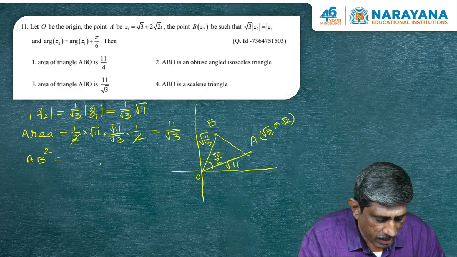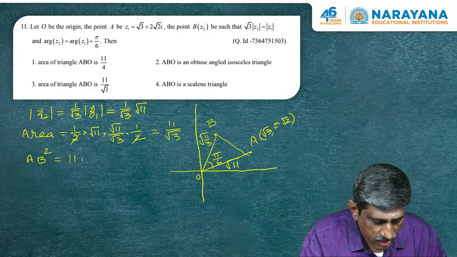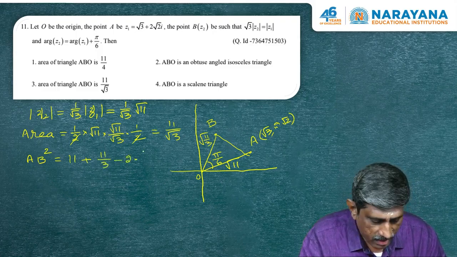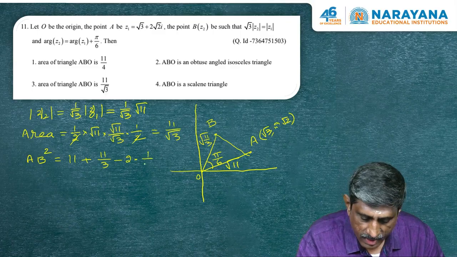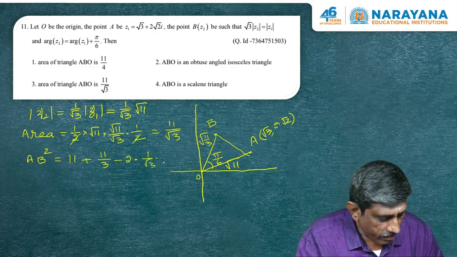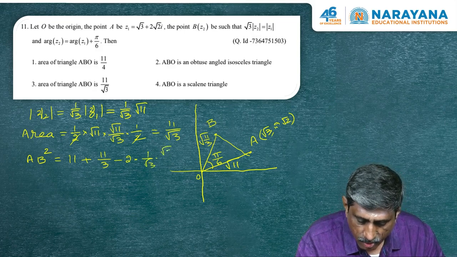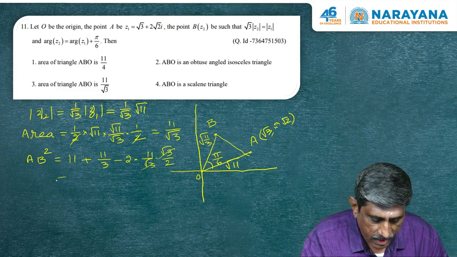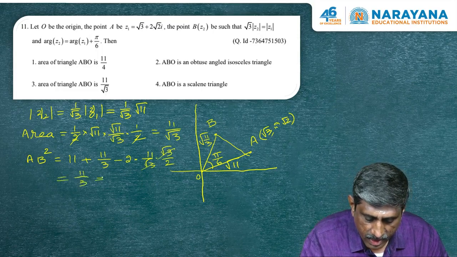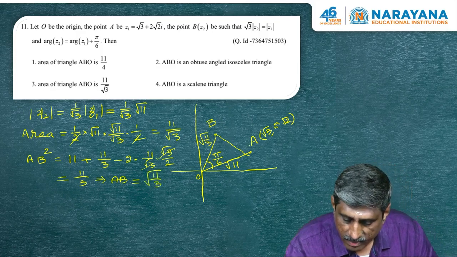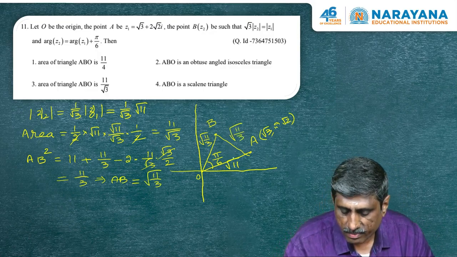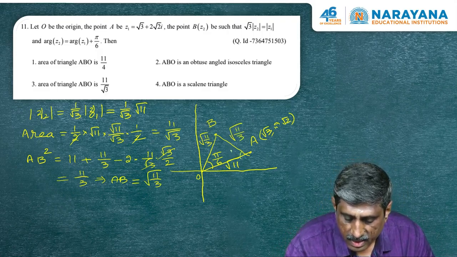When you simplify, AB square is equal to OA square plus OB square minus 2 times OA into OB into cos pi by 6, which is 11 by root 3 into root 3 by 2, applying the cosine rule. On simplification, we are getting the answer as 11 by 3. Therefore, the distance AB is equal to square root of 11 by 3, and this length is also square root of 11 by 3. It is an isosceles triangle, and this angle is pi by 6, this angle is also pi by 6.